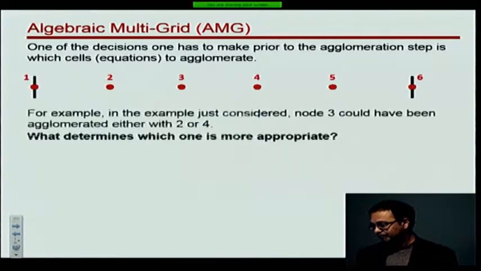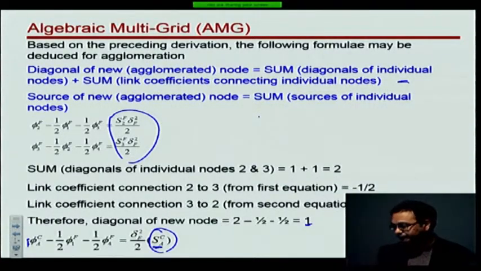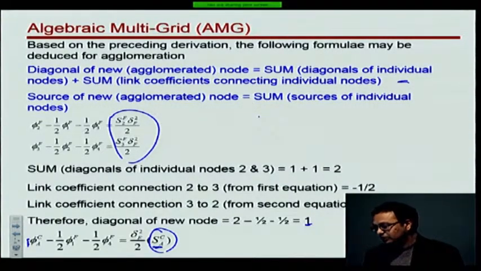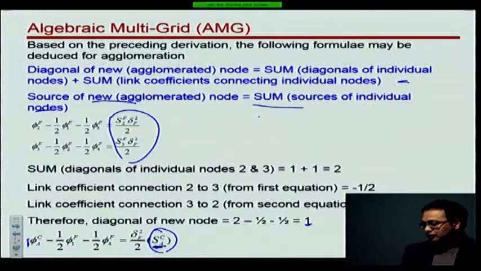Okay, so let me just go back here and show you. So these two got added into that one, because we said that the agglomerated source is the sum of the sources of the individual nodes. So S2 and S3 simply got added to give you SA. So that's how you form the agglomerated equation.